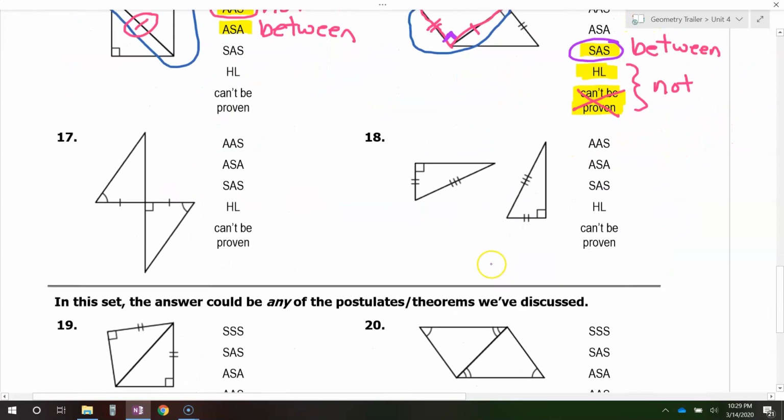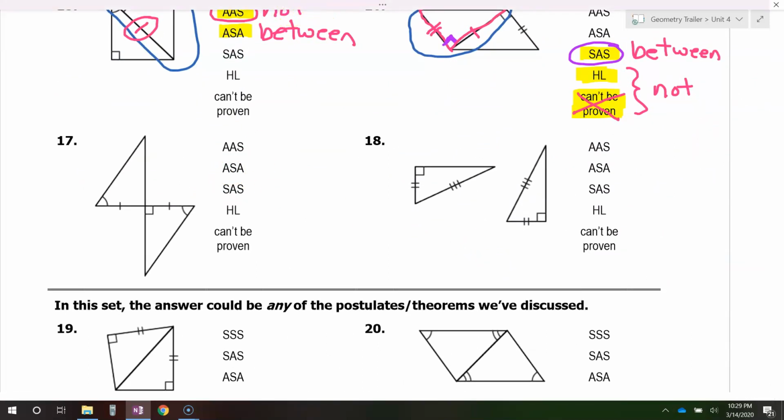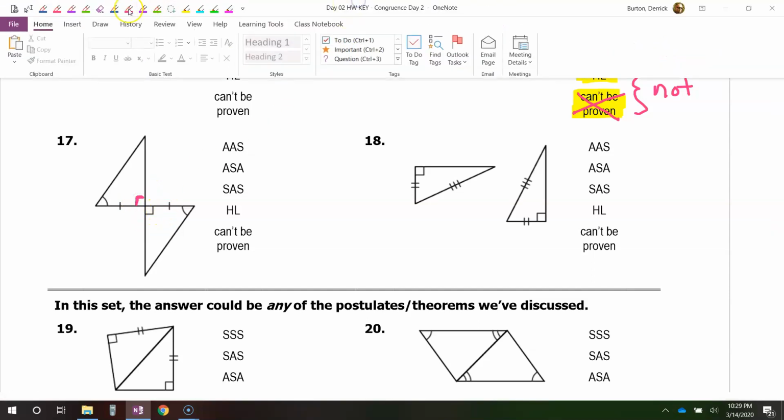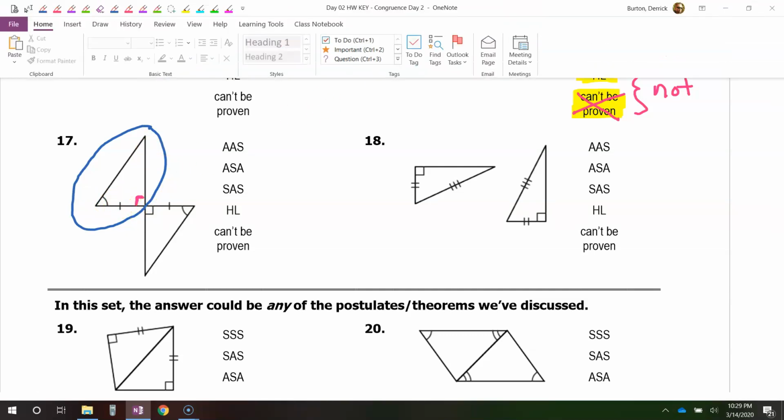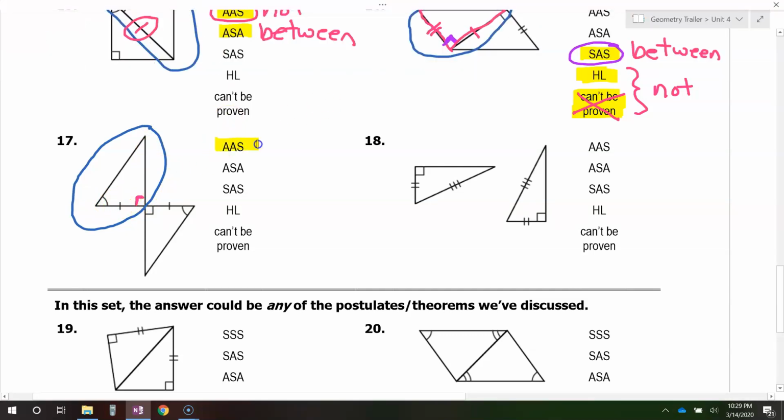Okay, number 17. Let's start by marking the vertical angles. We have vertical angles here, so that means we have this angle right here. Now, focus on one triangle at a time. For example, focus on this triangle. What do we have? We have two angles and a side. So that could be this or this.